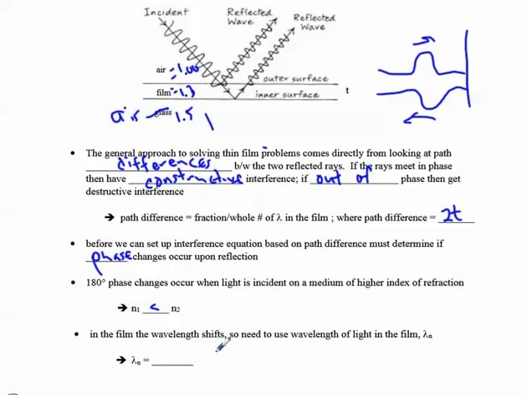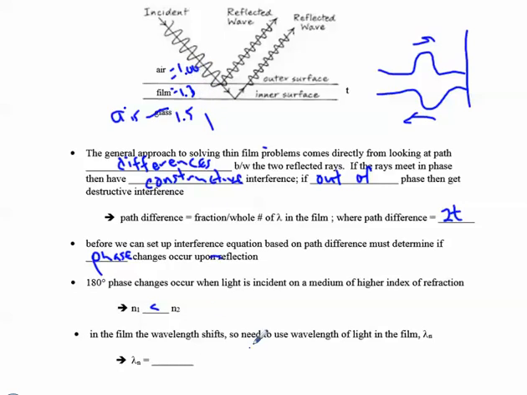Okay, the last little tidbit we've got to be careful of is that when we do our path difference equals a fractional whole of the wavelength, it's the wavelength not in the air, but the wavelength in the film, because that's the wavelength that's traveling that path difference. And the wavelength in the film is different than the wavelength in the air, and how much it changes is dependent on the relative indices of refraction.